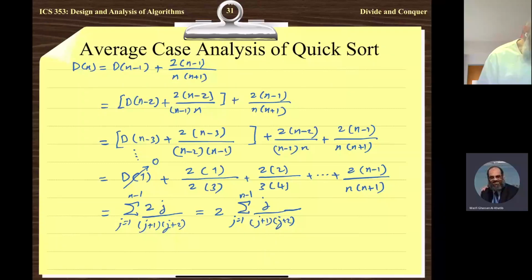So now what do I have to do? All that I have to do is evaluate the summation. How do we evaluate the summation? Well, this is a question for you.